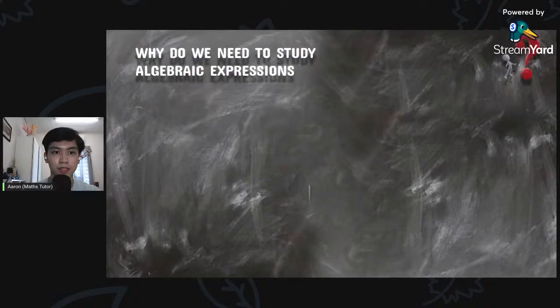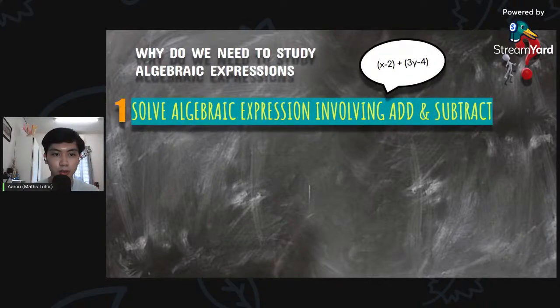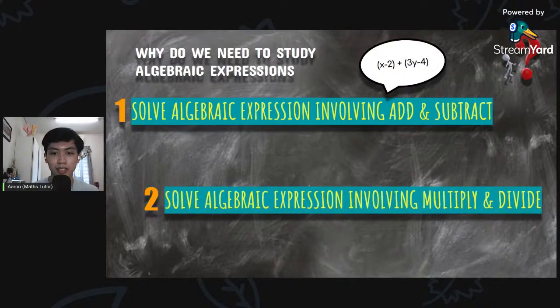For this part 2 section, why we need to learn this is to solve algebra expressions involving addition and subtraction. Last week we talked about what is an algebra expression, how we form algebra expressions, and the difference between like terms and unlike terms. This week we are looking into arithmetic operations, so you need to use addition, subtraction, multiplication and division.